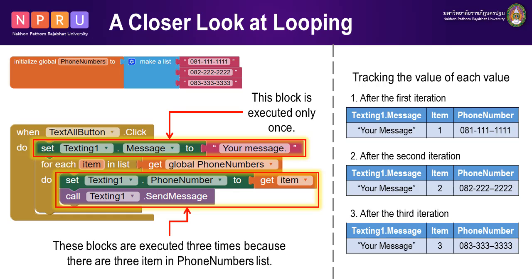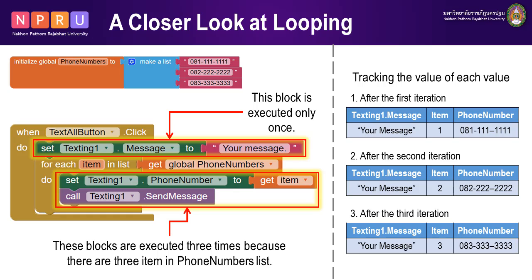The for each block then begins. Before the nested blocks of the for each are executed, the placeholder variable item is set to the first number in the phone number list, 081 111 1111. This happens automatically. The for each leaves us off having to manually call select list item after the first item is selected into the variable item. The blocks within the for each are executed for the first time. The texting1.phoneNumber property is set to the value of item, 081 111 1111, and the message is sent.